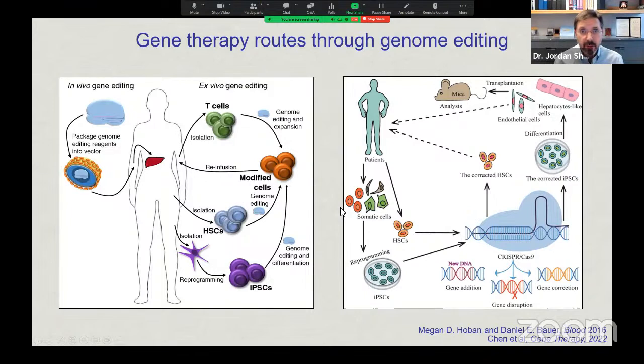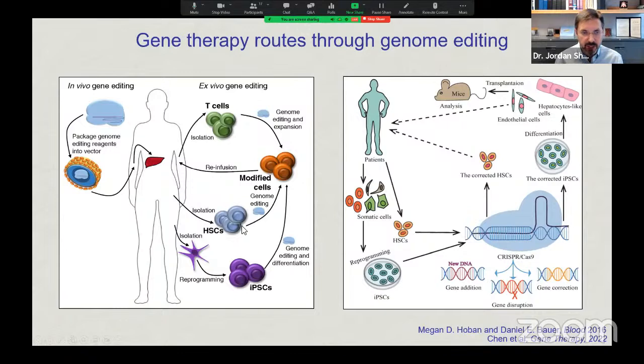Now, gene therapy has different routes in other ways. One is to package the reagents into a vector and inject it into a patient, have it go to the liver, which is what AAV does right now. But there are other methods, and that would be to do it in cells. This is called in vivo, to do it in cells ex vivo. So ex vivo, you take out cells, typically bone marrow cells would be something that's done, and modify the cells and then put them back into the patient.